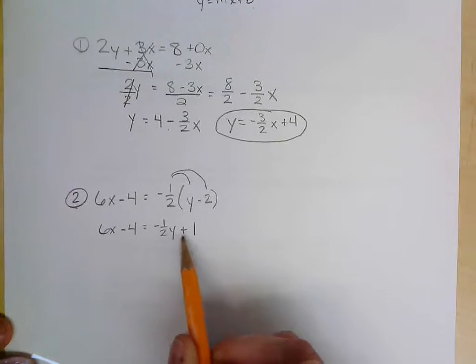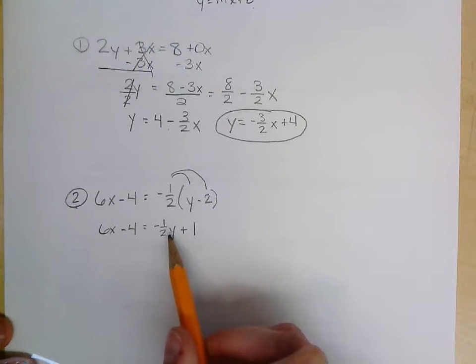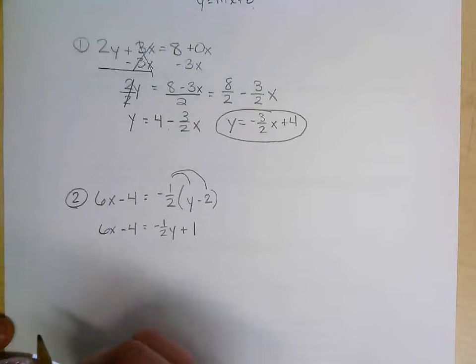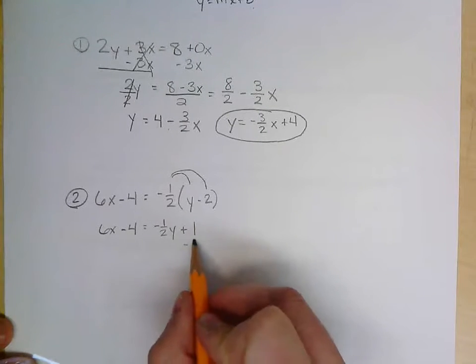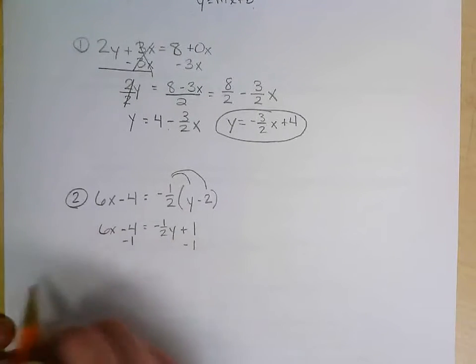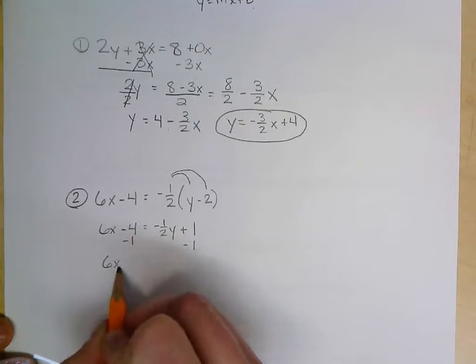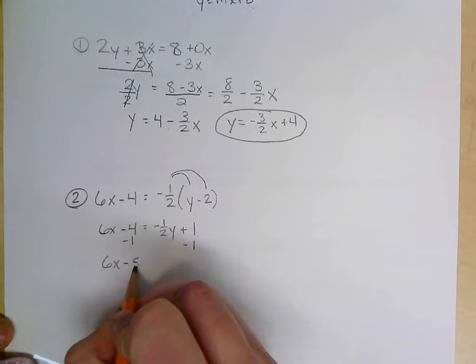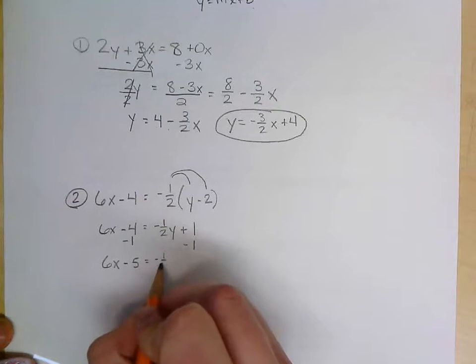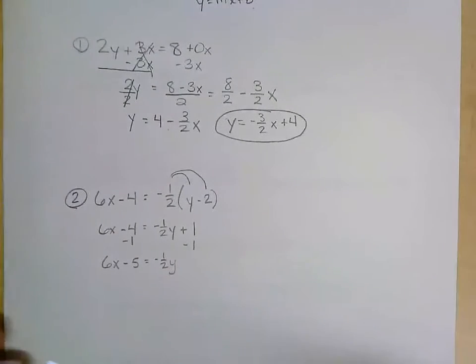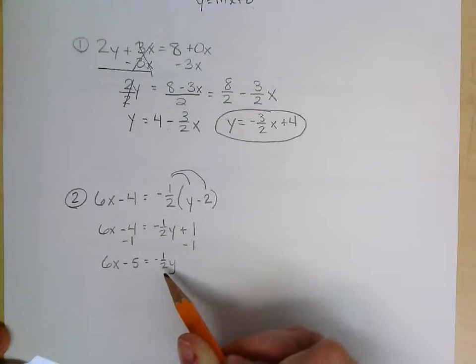Now we're still trying to get y on a side by itself, so we're going to remove everything from this side by using the inverse order of operations, starting with undoing addition and subtraction. So we're going to undo our plus 1 by subtracting 1. We do that from both sides, and we end up with 6x minus 5 equals negative 1/2 y. And our last step here is to undo the multiplication and division. This means negative 1/2 times y, and so we can divide by 1/2.